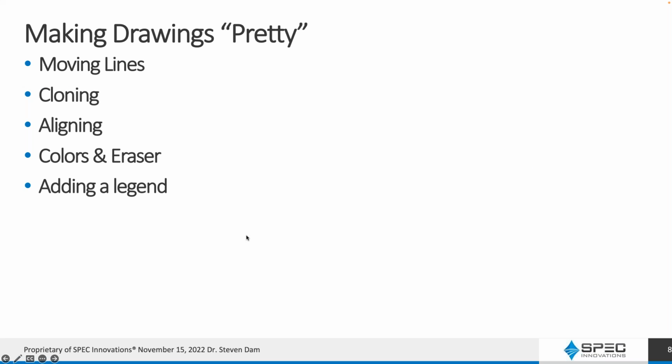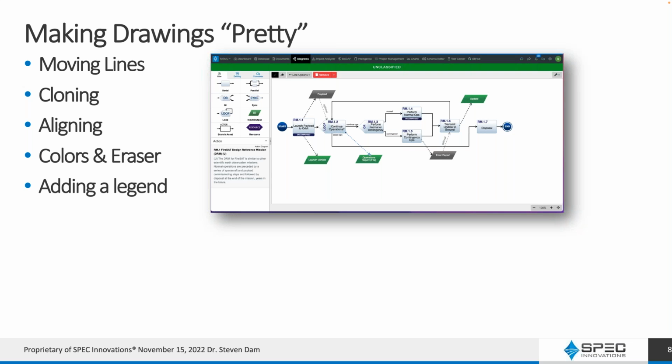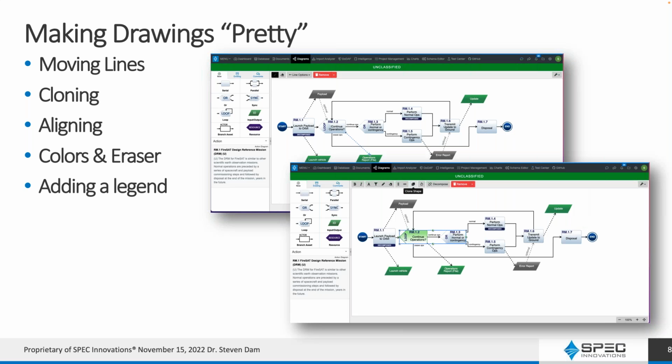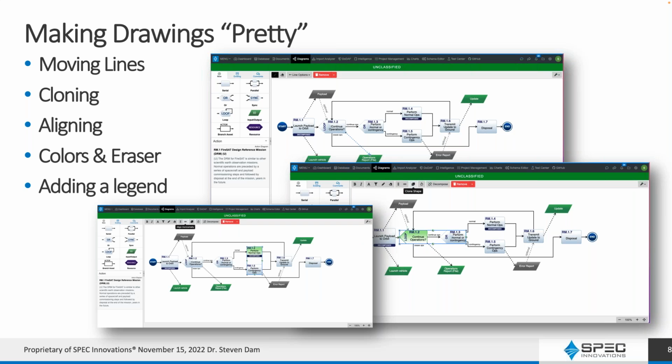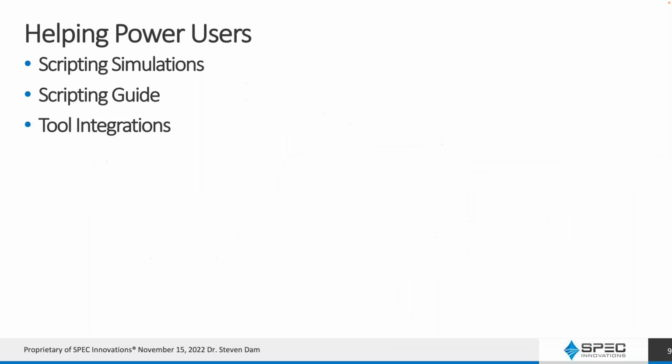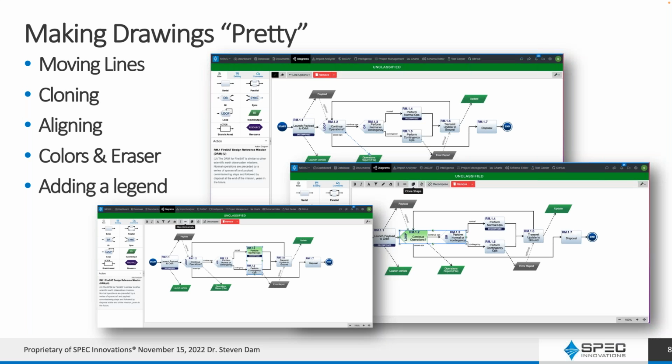So as I said, Innoslate's designed to be a database tool, and we visualize elements of the database as drawings, as diagrams, and charts, of course, as well. And so one of the key things is about moving lines and how to do that. Cloning. If you're not familiar with cloning, this is a way to make things all look the same size. And then, of course, there's alignment tools, there's color and erasers, there's adding legends, and I'm going to talk about each one of those things as we go.